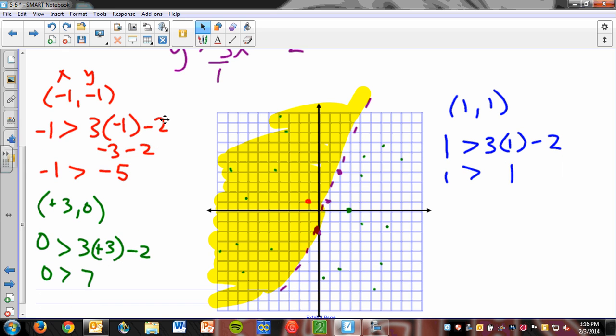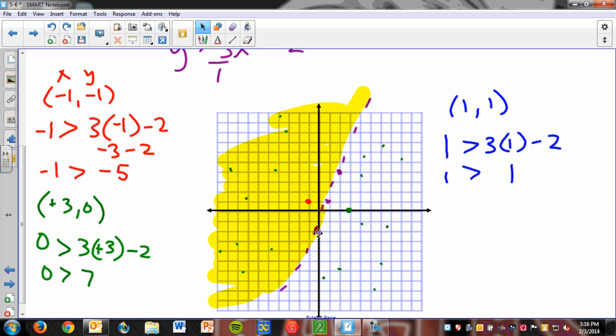What you want to do, just to double check yourself, is do a couple test points. Test a dot right here in the shaded area, which is this right here. Plug in x and y, and we solve. If this is a true statement, then the shaded area is good. Check something out here. Goes right here. If this is a true statement, then it should be shaded. In this case, 0 is not greater than 7, so it is not shaded.